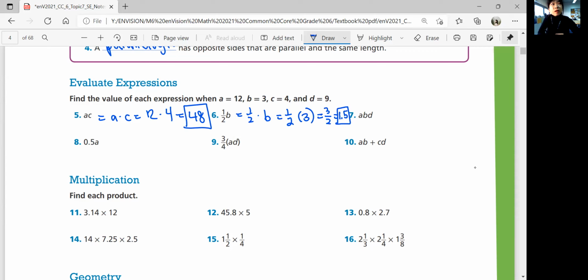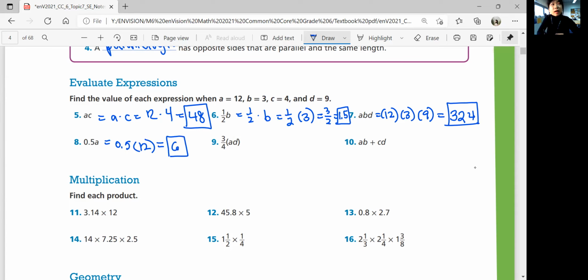Number 7, ABD. A is 12, B is 3, D is 9. If you multiply all of the numbers together, what do you get? You should get a nice little whole number, 324. Number 8, 0.5 times A is 0.5 times 12. So basically you divide 12 in half because 0.5 is 1/2. What do you get? 6.